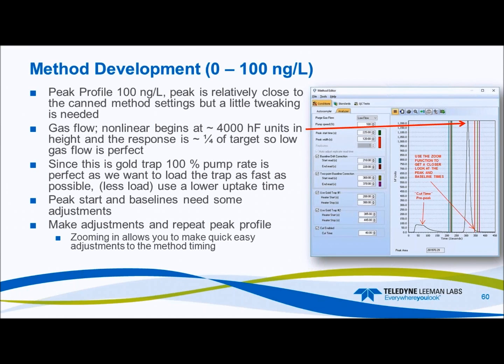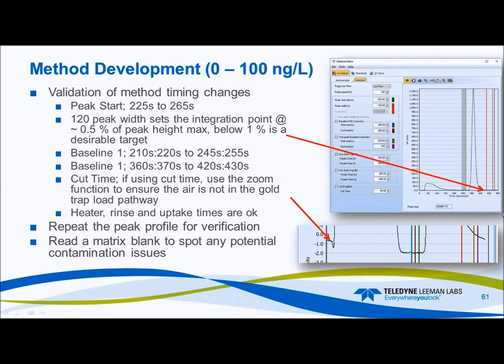The peak start baselines need some adjustment, so we can zoom in on that and do some quick tweaking. And again, it's all real time, so it changes right here. This is our real-time peak prior to the cut time. Earlier in the webinar, I talked about the valve switching. So this is a real peak, the mercury coming into the system right here, and then it goes to the gold trap, and then the gold trap desorbs the mercury off the system.